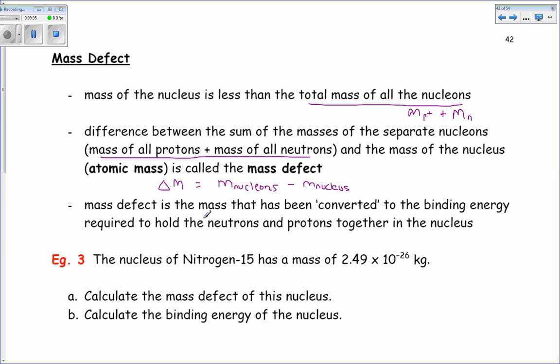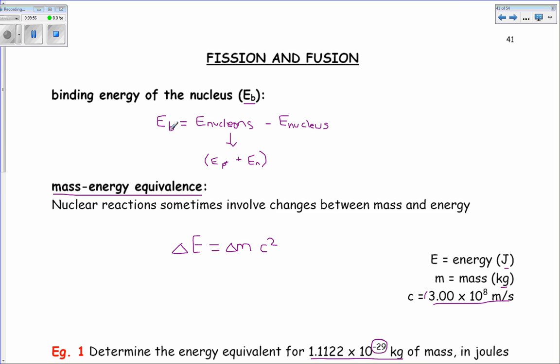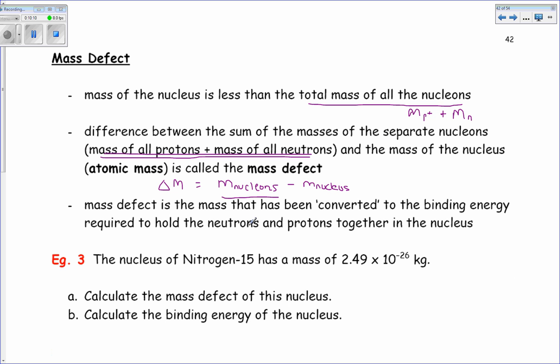So mass defect is the mass that has been converted to binding energy required to hold the neutrons and protons together in the nucleus. And let's remember that the mass of the nucleons is the mass of all the protons plus the mass of all the neutrons. So delta M equals mass of the nucleons minus mass of the nucleus. It's very similar to this: binding energy is equal to energy of the nucleons minus energy of the nucleus. So this can be done with mass, and basically it would be mc squared, mc squared, mc squared, and then you're finding it that way.